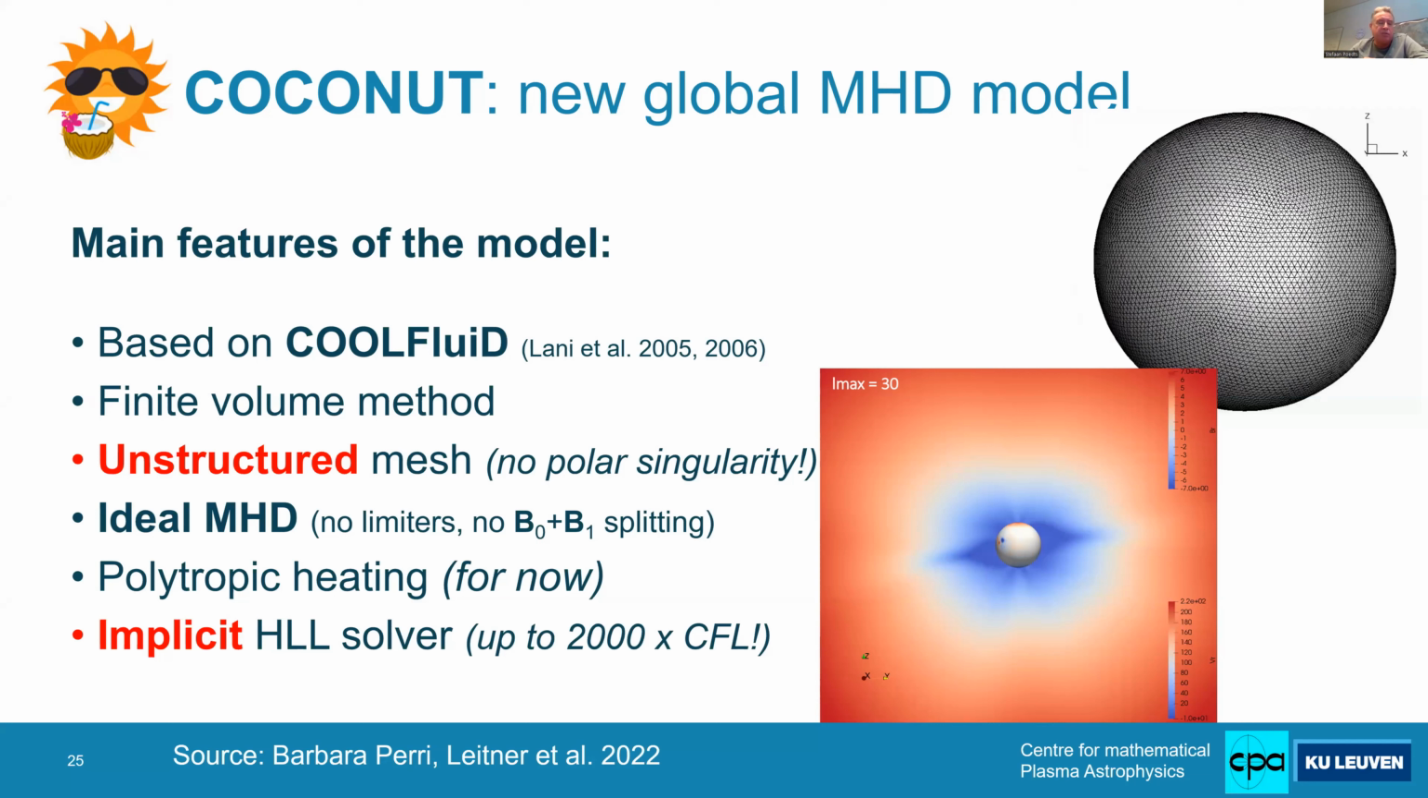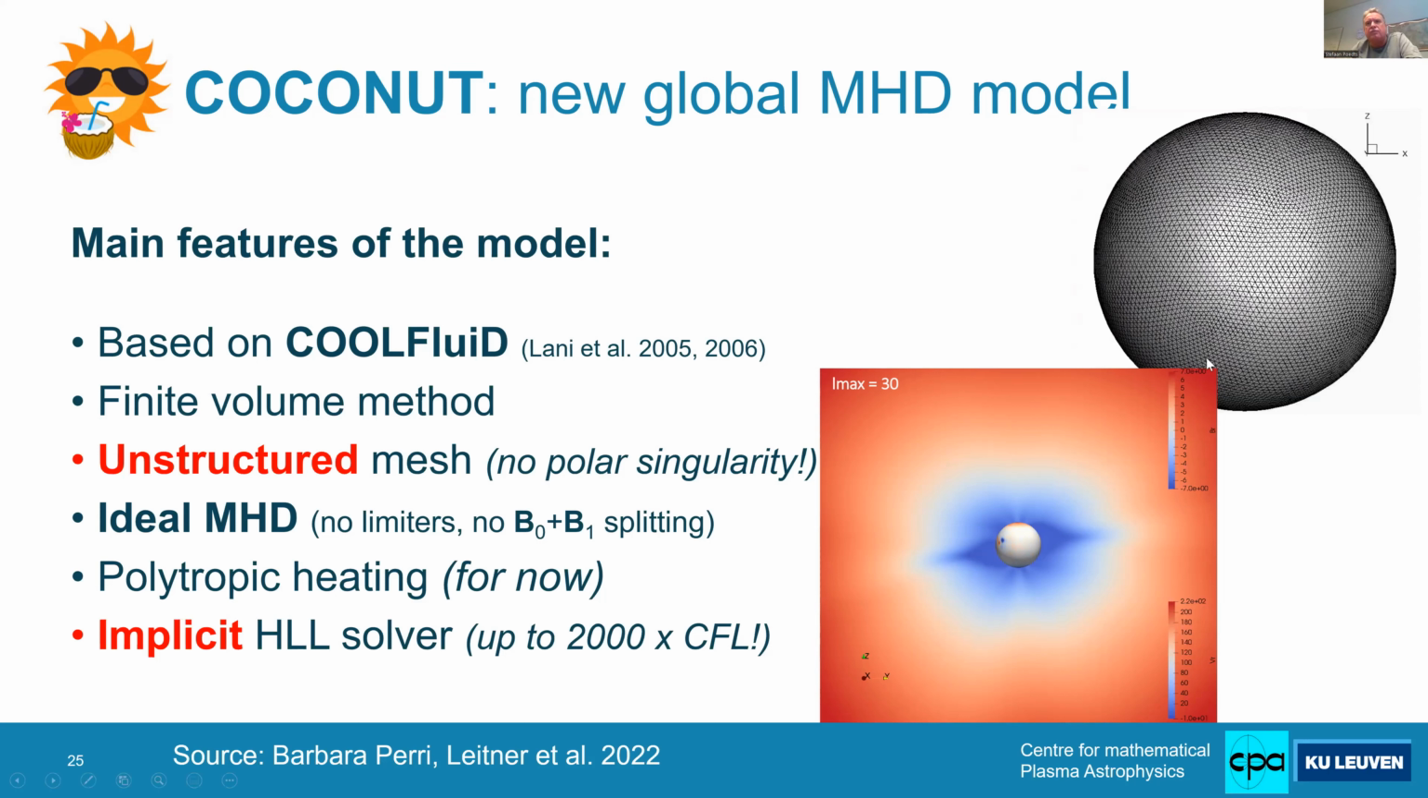global MHD models that we have are now explicit codes, or at most semi-implicit, which means that the time step is very limited, and they need to do hundreds of thousands, if not millions, of time steps. These go very fast, but you need a lot of them, and so you need like 36 hours or more to converge. And that is too long, because a CME only takes 2 days. And so this is just a global model, and then we still need to do the CME evolution. So we needed to speed this up.